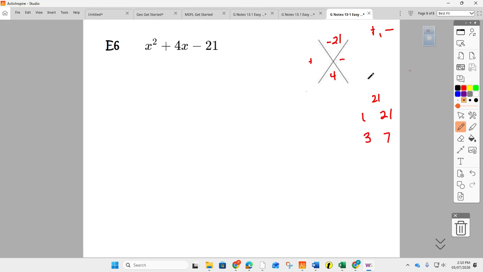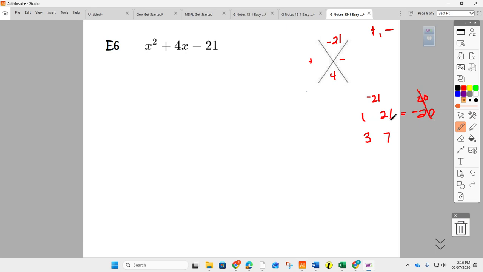How do I know which one is positive and which one is negative? I know we need one of each, right, because it's negative 21. So if I do 1 minus 21, that would make them negative 21. It would be negative 20. If I make the 21 positive and the 1 negative, 21 minus 1 is a positive 20. Neither of those work.